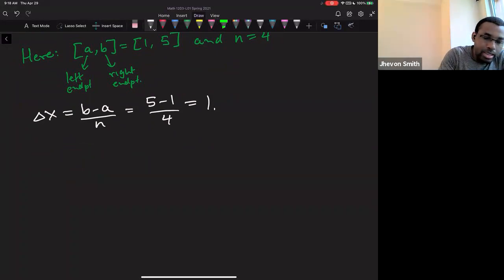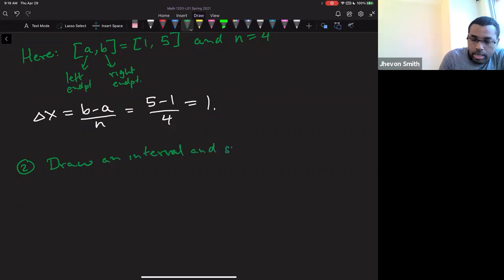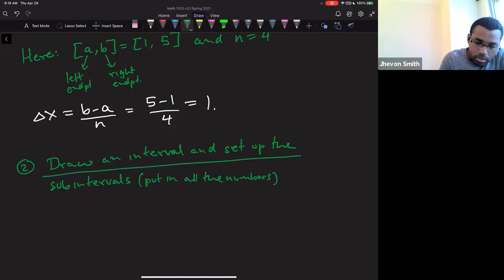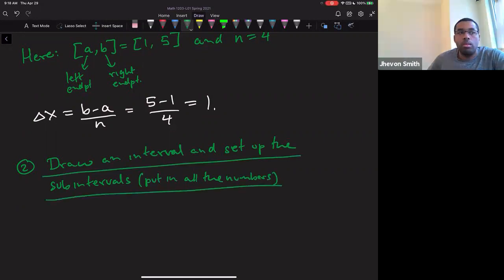Now, the second thing I would say you want to do is draw an interval and set up the subintervals. Put in all the numbers. Okay, now that's a mouthful. I'm going to write these shorter eventually, but I just want you to know the idea.